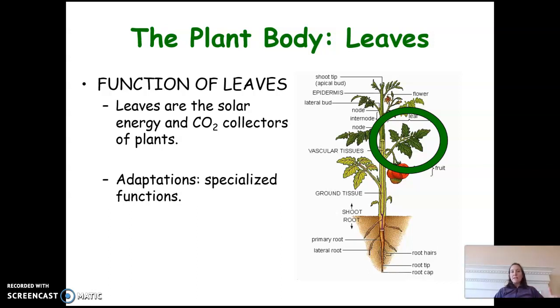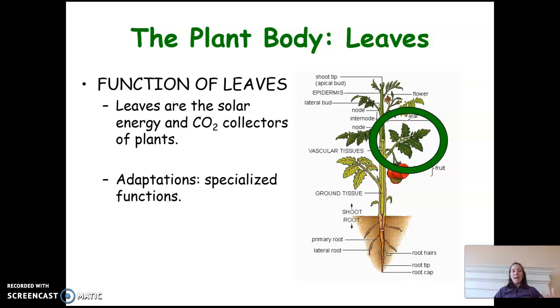The functions of leaves are mainly to collect solar energy. So they are the main site of photosynthesis for most plants. They also allow for CO2 to be absorbed by the plants because they have small pores in them called stomata. We're going to see some pictures of that.